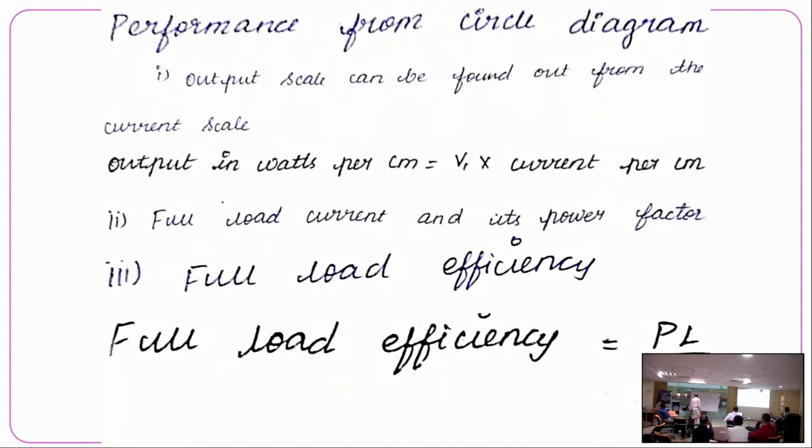So you see, under short circuit condition, no load current is negligible because you are applying a small voltage. So all the current is nearly equal to short circuit current. So in I square R loss, I is common, it is cancelling. So rotor resistance by stator resistance. Rotor resistance and stator resistance are determined from the tests. So this is the resistance ratio.